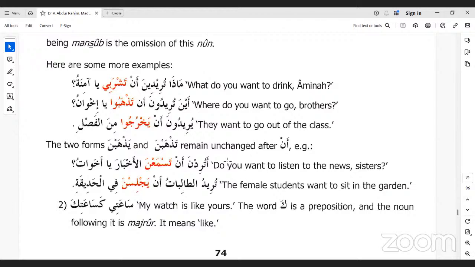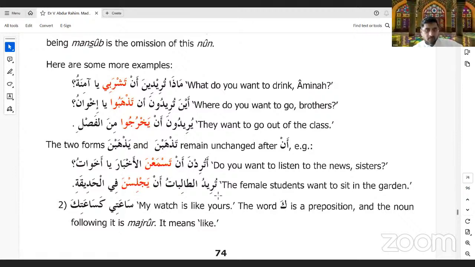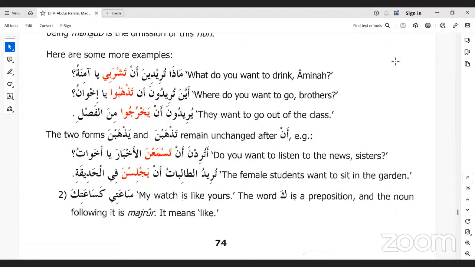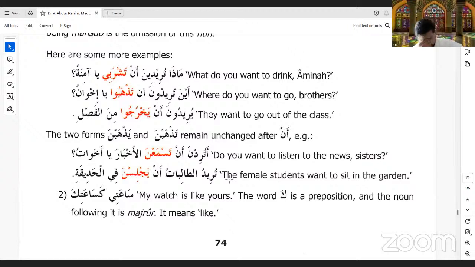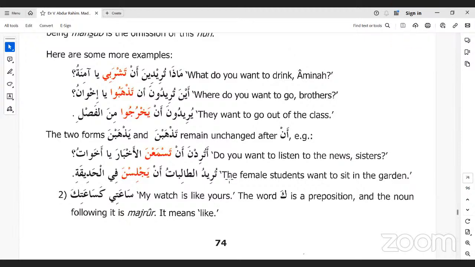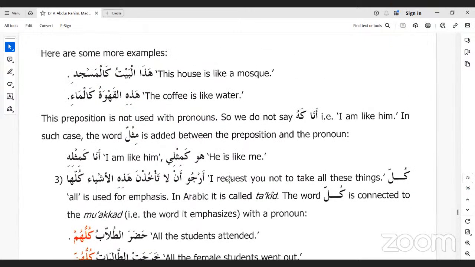تريد الطالبات أن يجلسن في الحديقة. The female students want to sit in the garden. Correct. Now, the second point is ساعتي كساعتك. My watch is like yours. The word كاف is a preposition, and the noun following it is majroor. It means like. So here are some more examples. هذا البيت كالمسجد. This house is like a mosque. هذه القهوة كالماء. The coffee is like water.